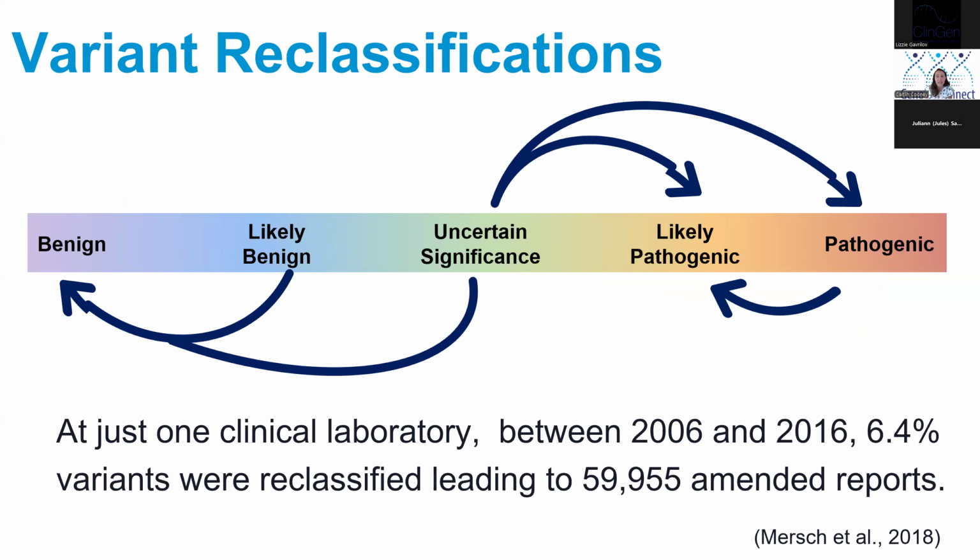One study of a cancer genetic laboratory found that in a 10-year period, 6.4% of the variants they found were reclassified, leading to almost 60,000 reports being updated.